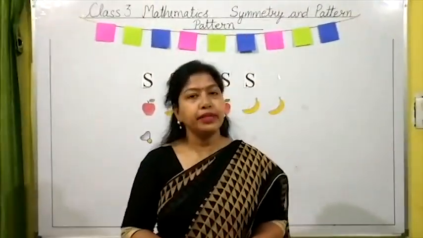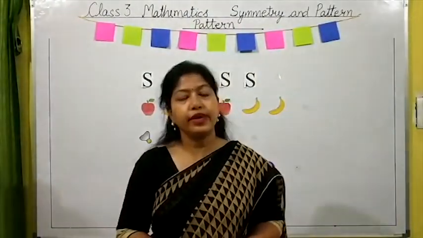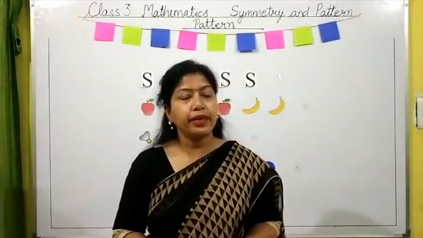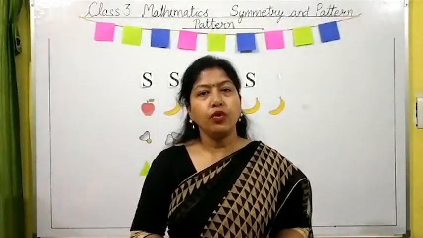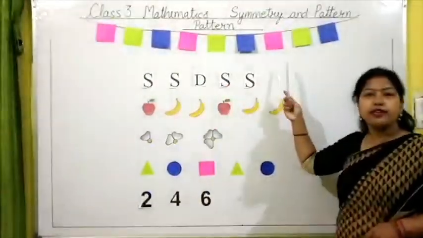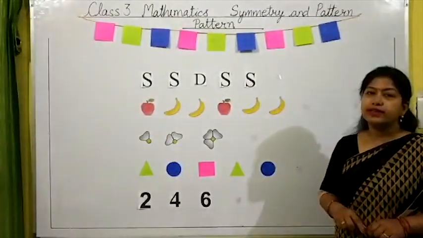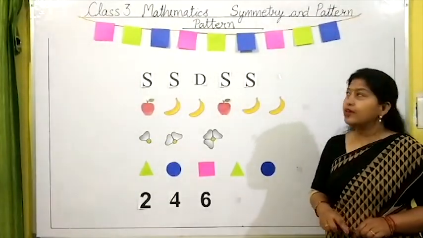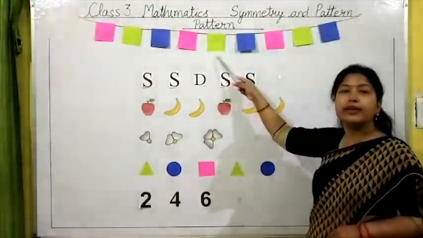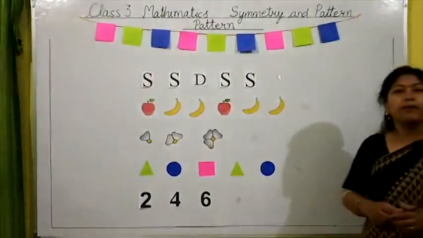A pattern is something that comes in a specific order and repeats. Patterns are created when things, shapes, objects are arranged in a particular order and repeated over and over again. I have made a strip of different colored squares. Here a triplet of 3 different colored squares is repeated over and over again. First one is pink, green, blue, then again pink, green, blue, again pink, green, blue. So it shows a pattern.